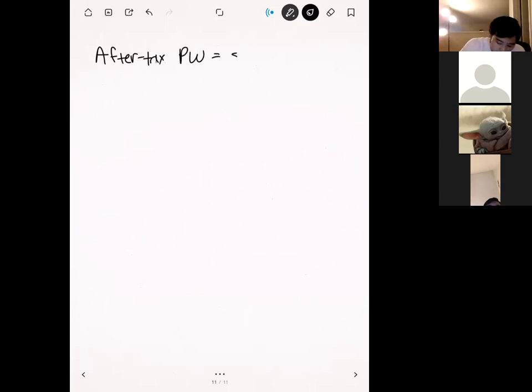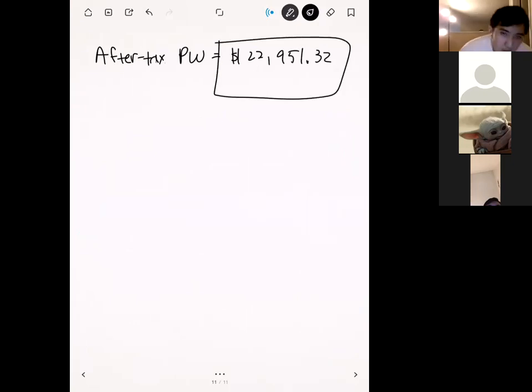What you get for this is 22,951.32. Okay. Right. And so it's not as much as the bonus depreciation. And so the bonus depreciation, 100% bonus is always going to be the best thing. But it does do better than the straight line method, and it does better than the declining balance as well.